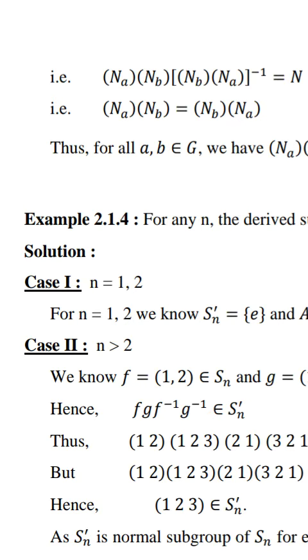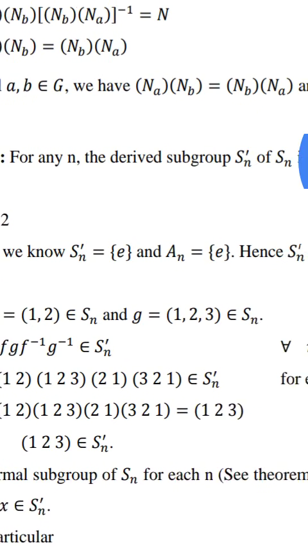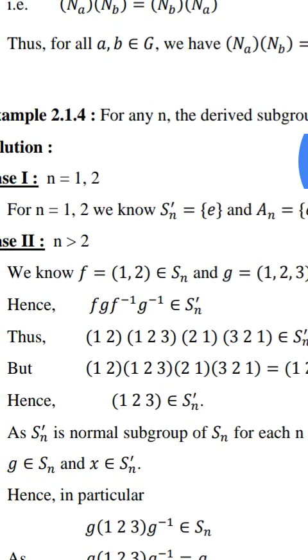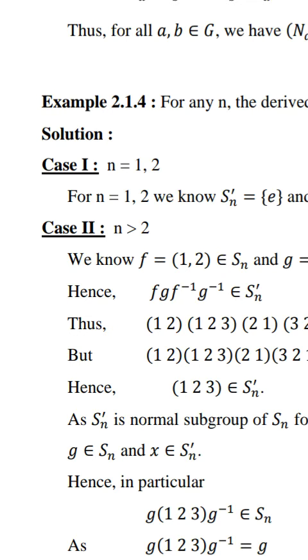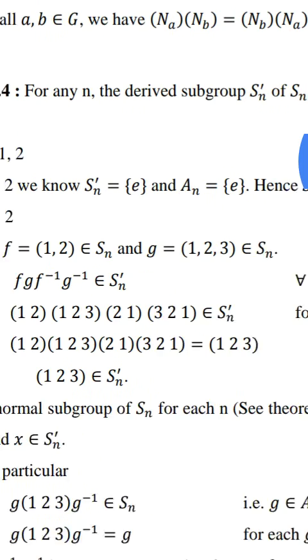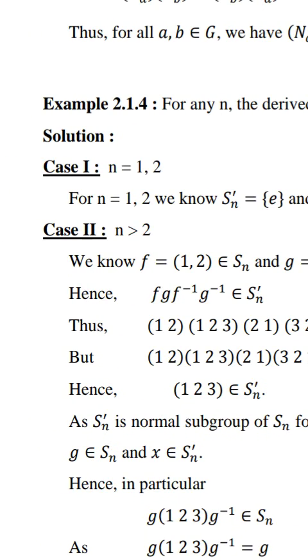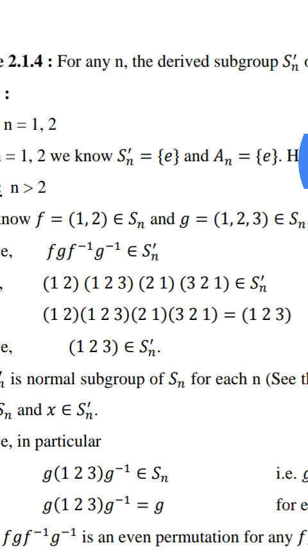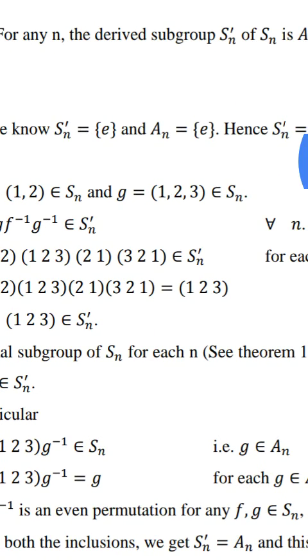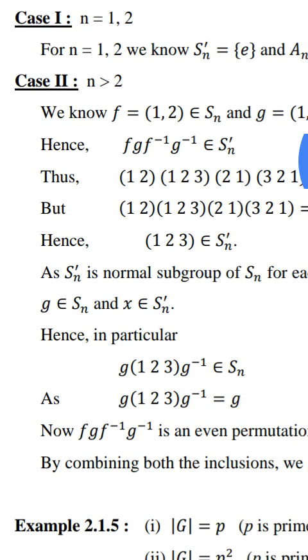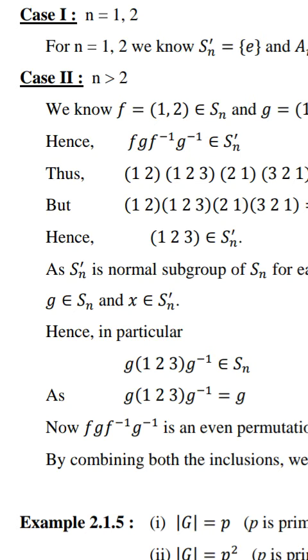Example on derived subgroup. For any n, the derived subgroup Sn' of Sn is An. Case first, for n equal to 1, 2, we know Sn' is equal to the singleton {e} and An is equal to the singleton {e}. Therefore, Sn' is equal to An. Now for n greater than 2.